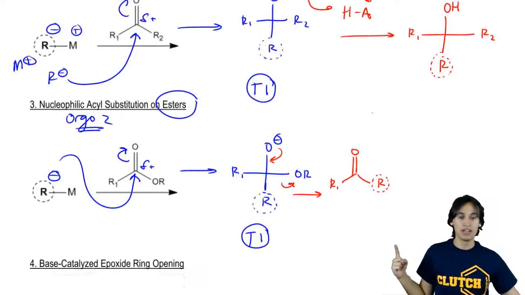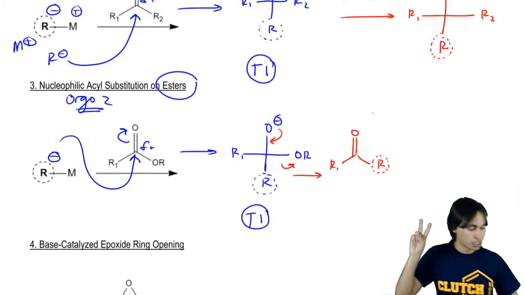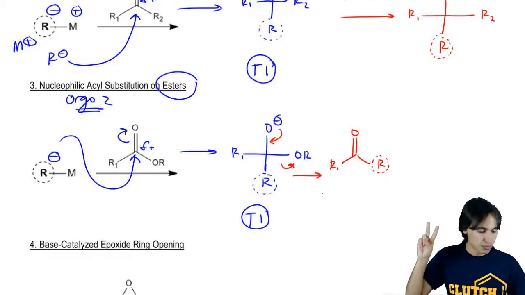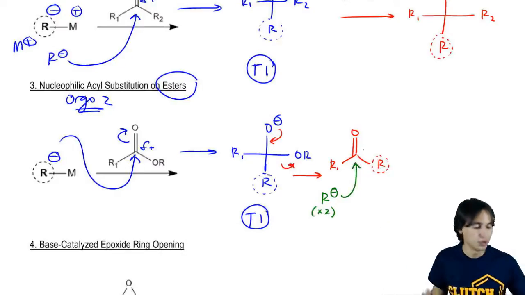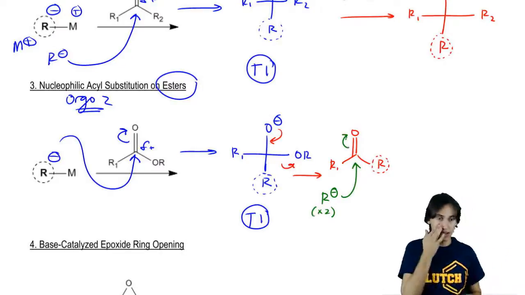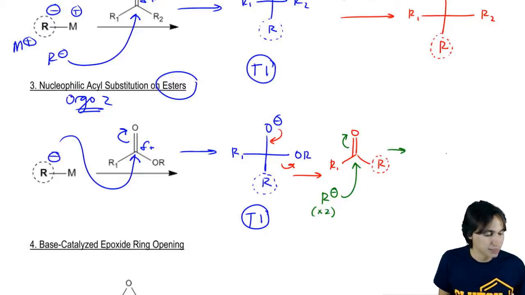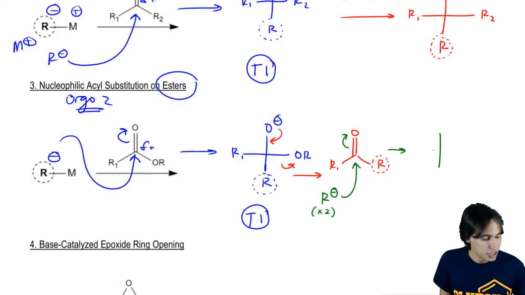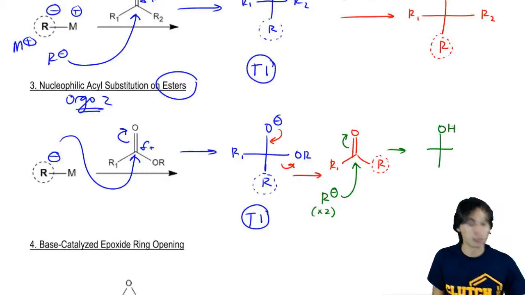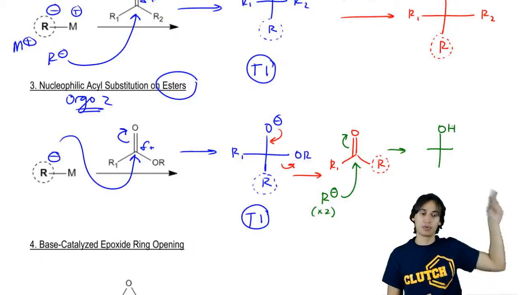So now I'm going to use my second equivalent of organometallic. I'm going to say this is my second R negative. I'm just going to put here in parentheses times 2. Okay, that's my second one. I'm going to attack again. And what I'm going to wind up getting eventually after protonation, I'm just going to skip the protonation step, is OH at the top. Remember that it makes an O negative, then it protonates.